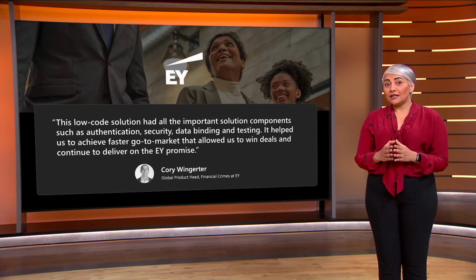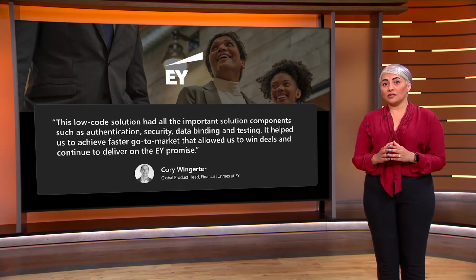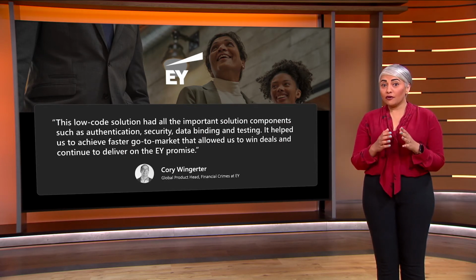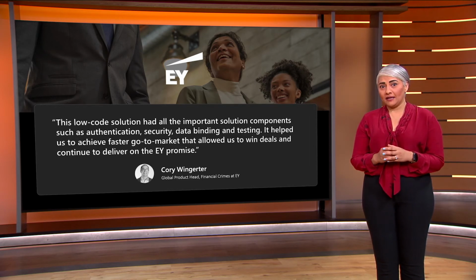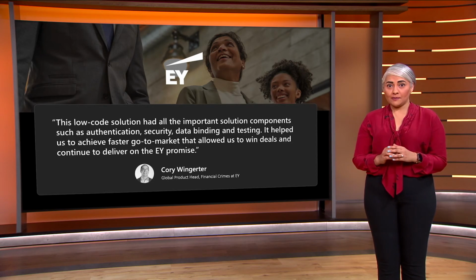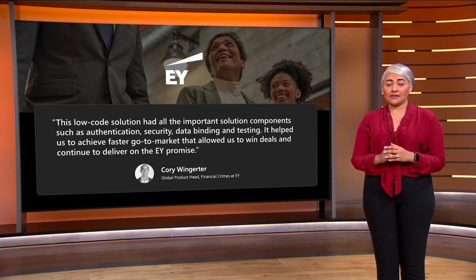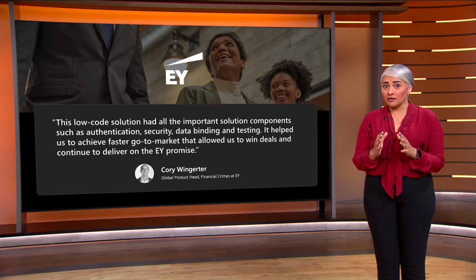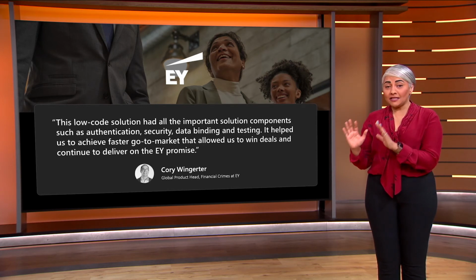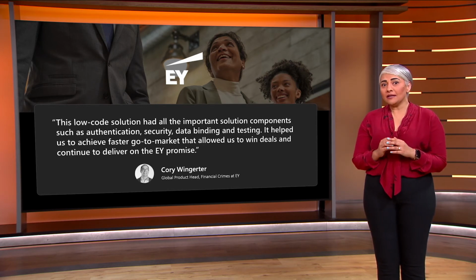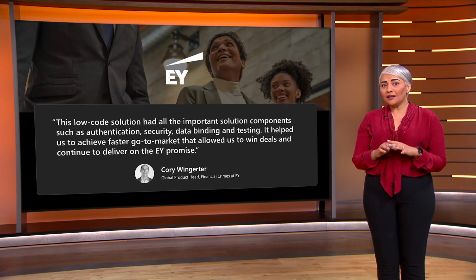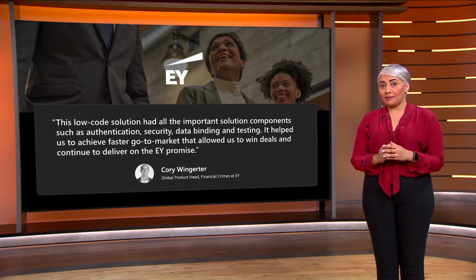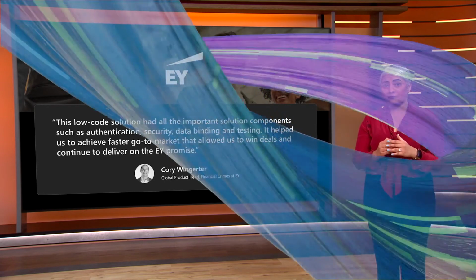Thanks, Rob. As you can see here, Power Pages was the platform of choice for Corey, the global product head of financial crimes at EY, because of all the components Power Pages offered out of the box around authentication, security, and data binding that they didn't have to worry about. It allowed them to go to market faster, win deals, and deliver on their promise to their customers. Now let's recap these Power Pages capabilities that Corey and team leveraged.